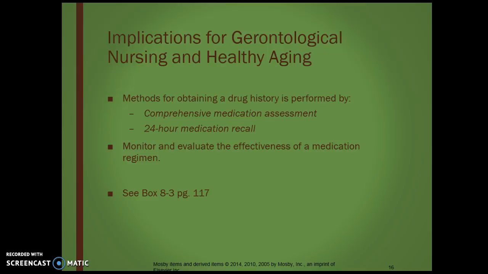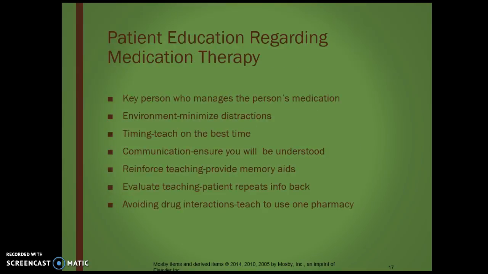Implications for geri nursing and healthy aging. Methods for obtaining a drug history is performed by a comprehensive medication assessment. So remember that med reconciliation that we've been talking about over the last couple of terms, that we want to do a med reconciliation on every patient when they come in. And then 24-hour medication recall. We want to monitor and evaluate the effectiveness of a medication regimen. And also please see box 8.3 on page 117.